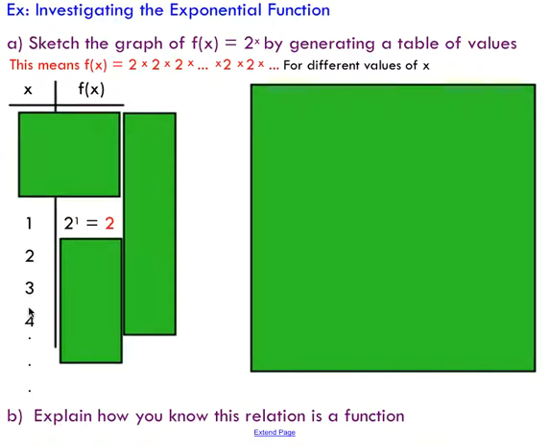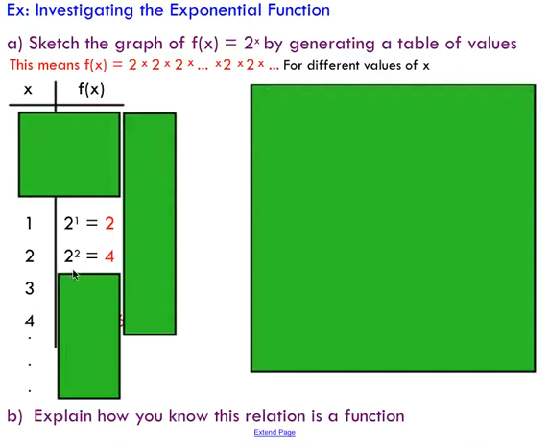If I continue down my table and sub in 2, I've got 2 to the power of 2, which is 2 times 2, which is 4, and I can continue. 2 to the power of 3 would be 8, and so on and so on.